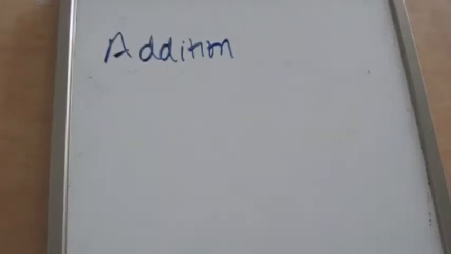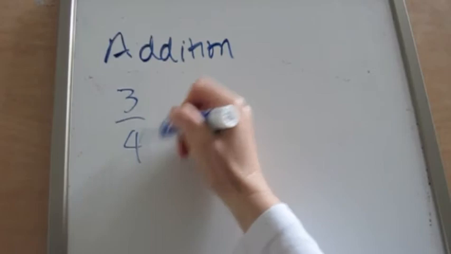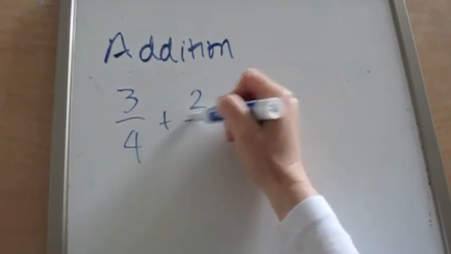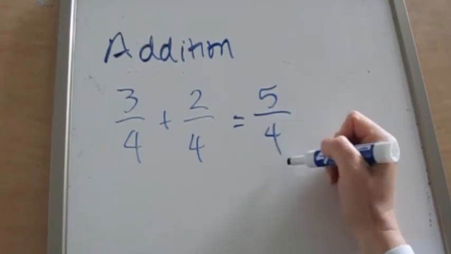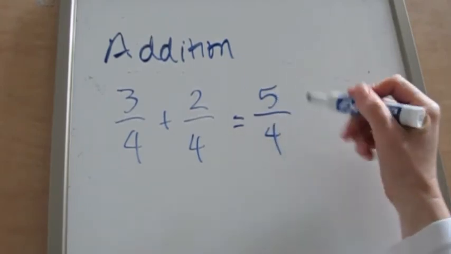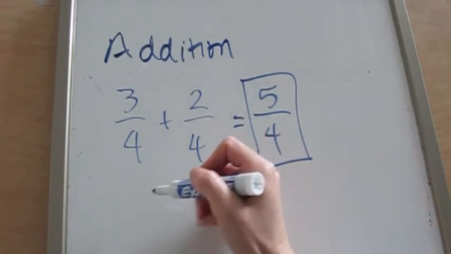So in this video, we're going to talk about adding rational expressions. We're going to start with fractions like you're used to seeing them, such as 3/4 plus 2/4. When you add those, you'll get 5/4. Check to see if it can be reduced. If it can't, then that's your answer. You can leave it as an improper fraction.